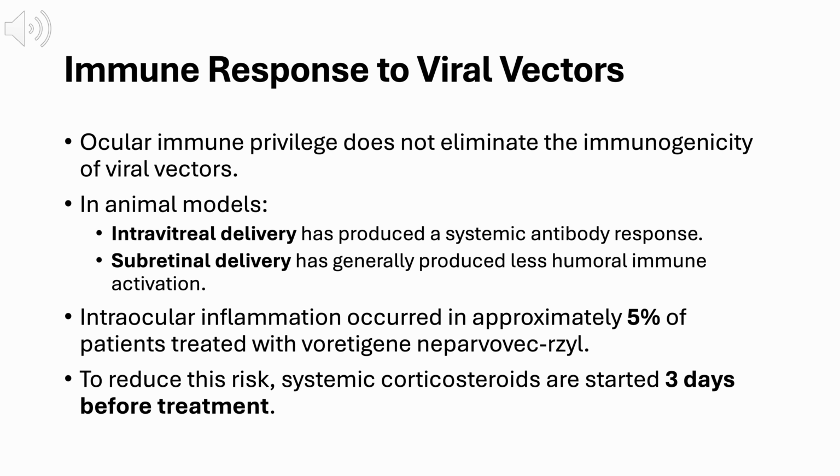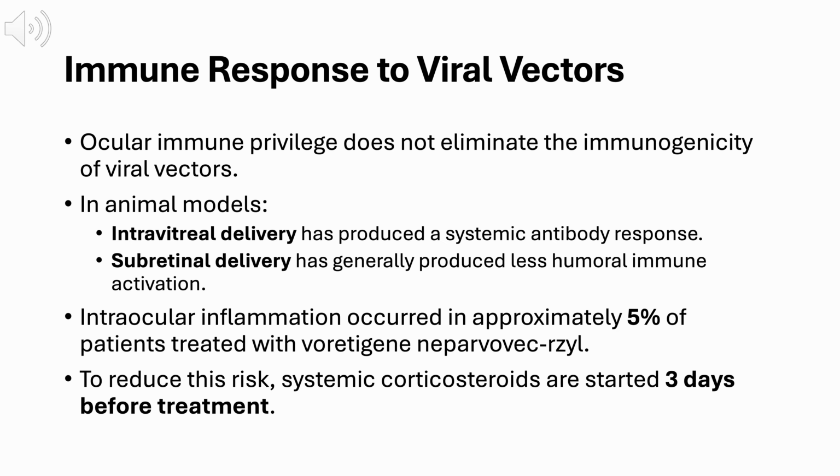Let's end on an essential reality check that ties the whole chapter together. Ocular immune privilege does not eliminate the immunogenicity of viral vectors. Privilege reduces and reshapes immune responses, as we've stressed repeatedly, but it doesn't abolish them, and the route of delivery matters a great deal. In animal models, intravitreal delivery has produced a systemic antibody response, whereas subretinal delivery has generally produced less humoral immune activation. That difference is a direct, practical application of the compartmental immunology we've studied, and it's a major reason Voratine is given subretinally rather than into the vitreous.